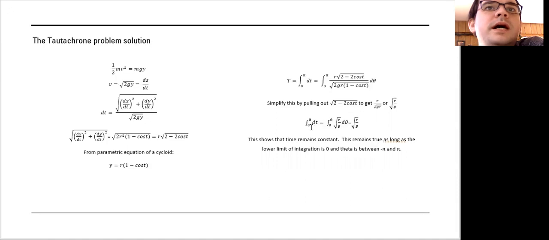We see that the amount of time it's going to take to get to the bottom of the ramp is just going to be the square root of the radius over gravity. It's going to remain constant anywhere from between negative pi, and as long as the lower limit of integration is 0, meaning we're measuring the amount of time it takes to get to the very bottom, then this will remain true.